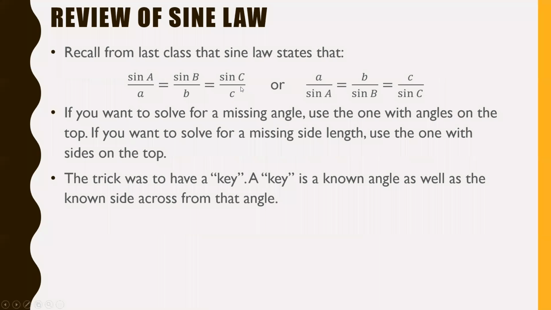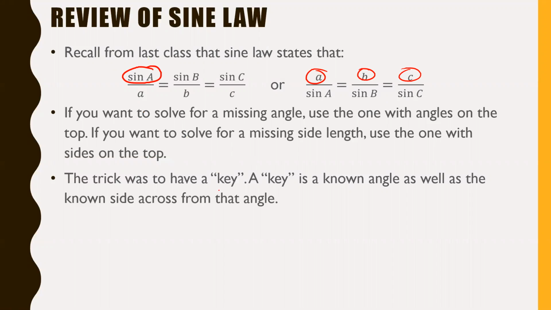Here we go. So just a quick review of sine law here. Sine law, as you can see on the screen right now, is that. Both of them are on your formula sheet. The one on the left where you have your angles on the top are useful for when you're solving for an angle. But the one on the right where you have your side lengths on the top, that's useful for if you're looking for a missing side length, right?